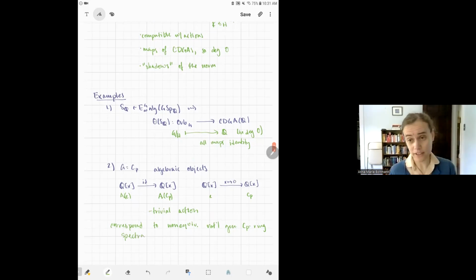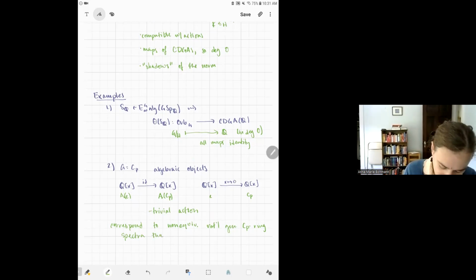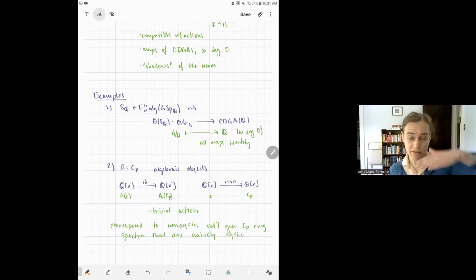But if I forget the genuine structure, then I'm not remembering the maps, I'm only remembering the objects. And so these are actually naively equivalent because I can't tell the difference anymore. So forgetting down from genuine to naive is just forgetting about the maps and only remembering about the CDGAs you have at each spot. It corresponds to restricting to the subcategory of isomorphisms in the orbit category. I have no idea what commutative ring spectra these correspond to, but they're there.